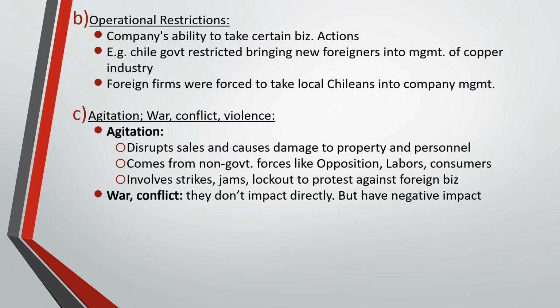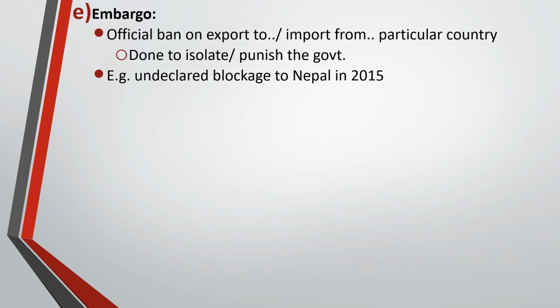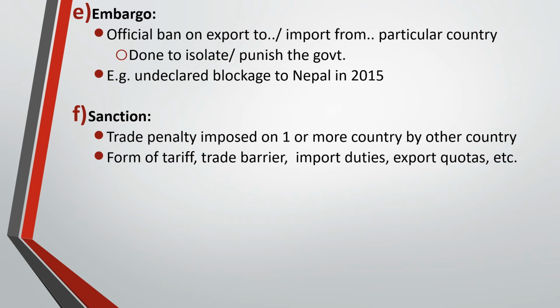Next we have war and conflict. They do not impact directly but have a negative impact. Next is blockage of funds, where the political risk is temporary or permanent blocking of funds. Business may own the funds and hold the property right, but they cannot export the earnings of the investment or the return. Now we have embargo. So, an official ban on export to or import from a particular country. It is done to isolate or punish the government.